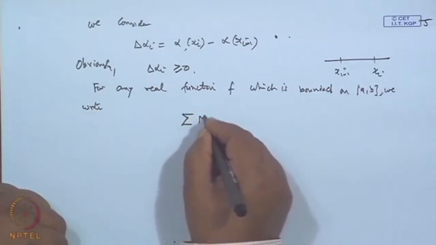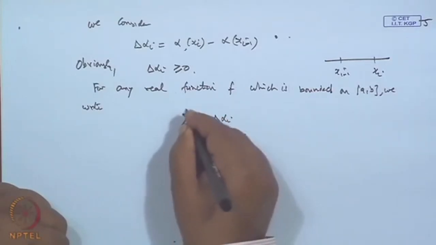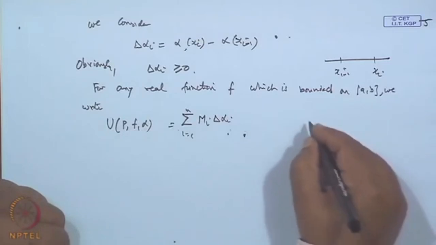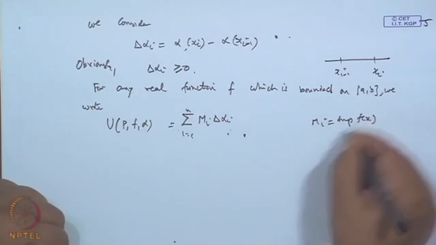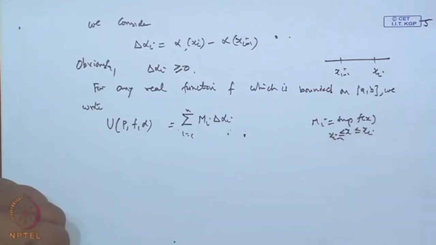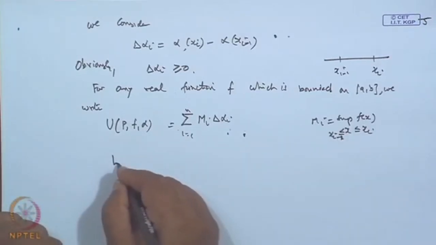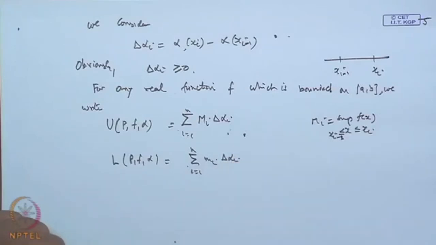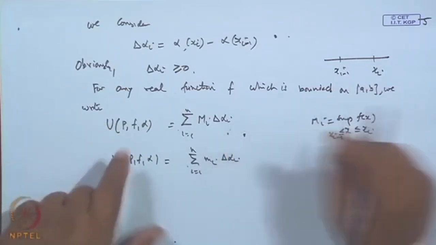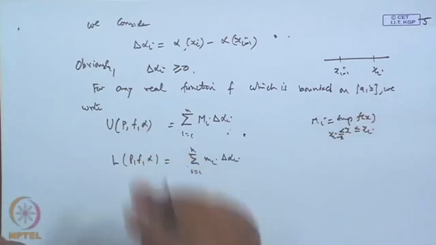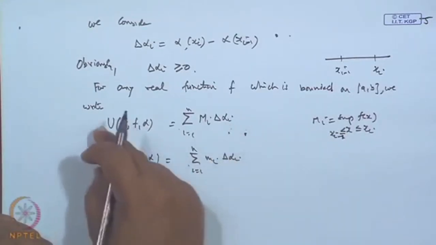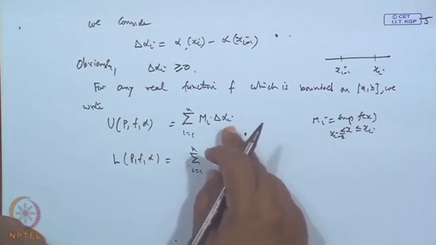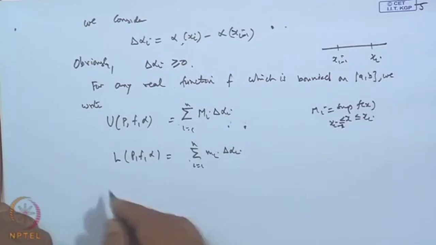we write the sum of M_i delta alpha_i, i from 1 to n, as U(P, f, alpha), where M_i is the supremum of f(x) for x between x_{i-1} and x_i. And L(P, f, alpha) is the sum of m_i delta alpha_i, i from 1 to n. We call these the upper sum and lower sum of the function f with respect to alpha, since they depend on alpha.